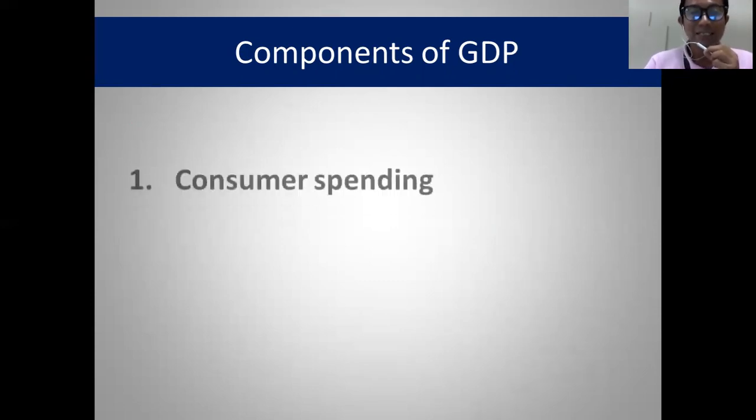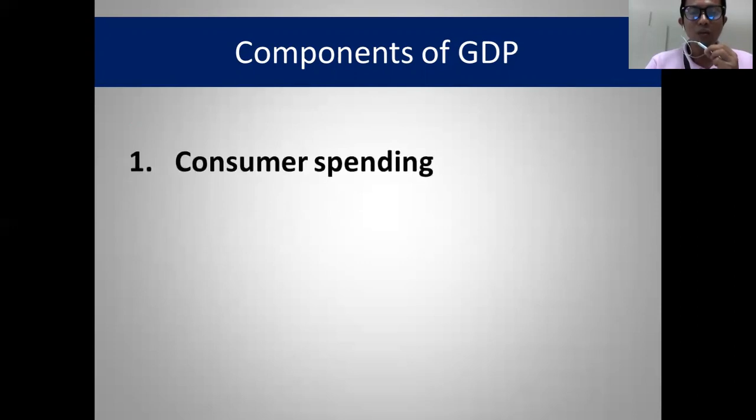So, what are those included in the computation of the gross domestic product, which is equal also to the aggregate demand? At this juncture, we are going to discuss the components of GDP, which is also the component of aggregate demand. The first component of GDP, or component of aggregate demand, is consumer's spending.